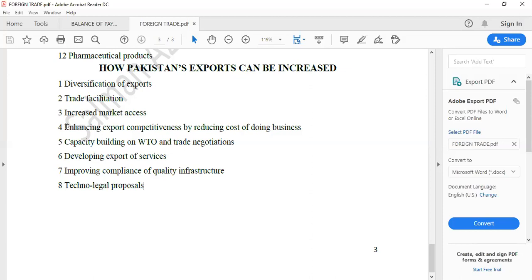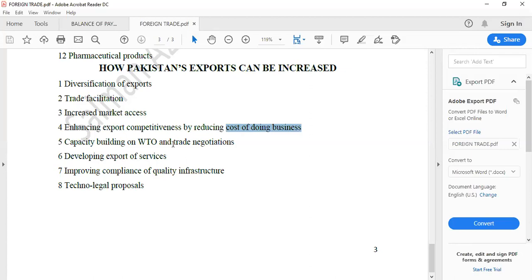Fourth is enhancing export competitiveness by reducing cost of doing business. Enhancing export competitiveness means the comparison of what we export and what the world exports. For instance, we export cotton to England and China exports cotton to England. If we have a lower cost of producing cotton and China has a higher cost of producing cotton, then people in England will buy cotton from Pakistan, not from China. In order to increase competitiveness, we should reduce the cost of doing business. We should reduce the cost of producing cotton.